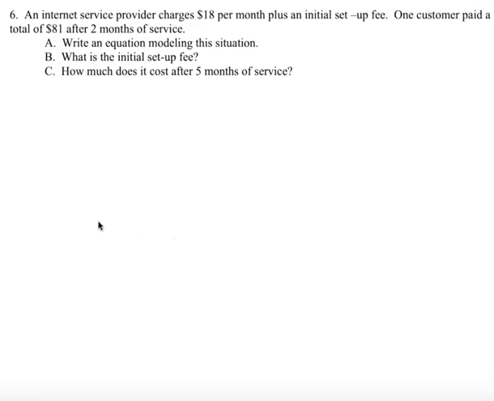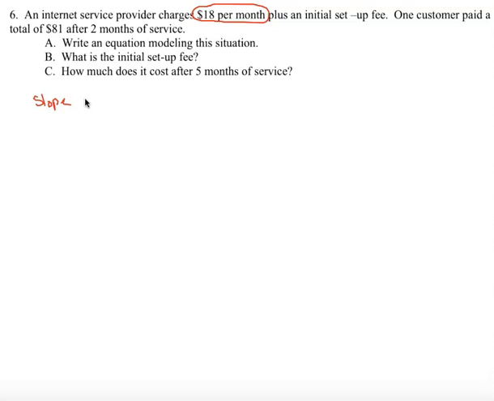So here's another example. An internet service provider charges $18 per month. That $18 per month is something I'm going to underline or circle here. Why? What is that telling you? What does that 18 represent? Yes, my slope is $18 per month.